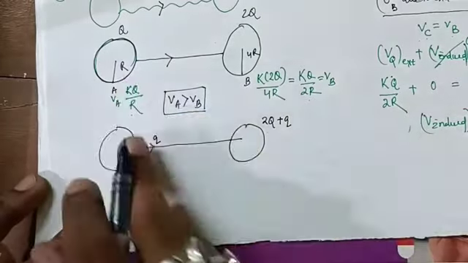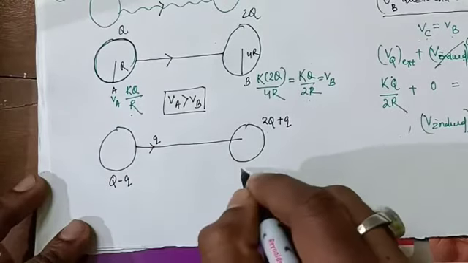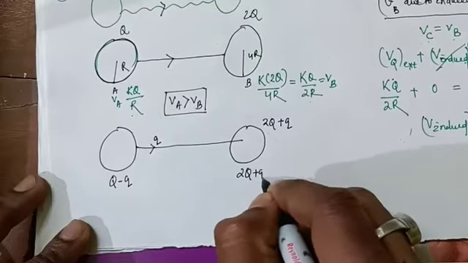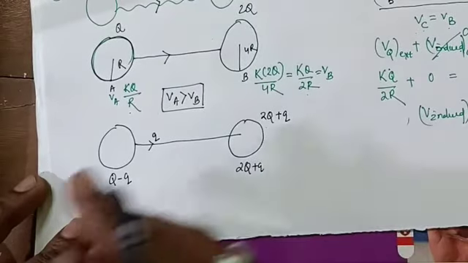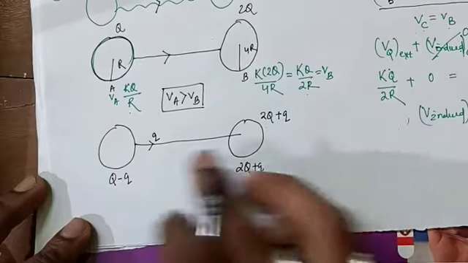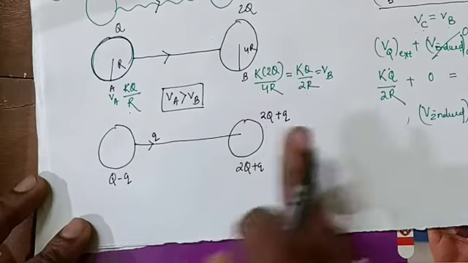So if charge is removed from this sphere, its final charge is what? Q minus q. And its final charge here is 2Q plus q, because charge is coming and added here. And up to what extent will this charge flow? Till the potential of this and this remains the same. This is my initial charge, this is my final charge, this much charge flows.